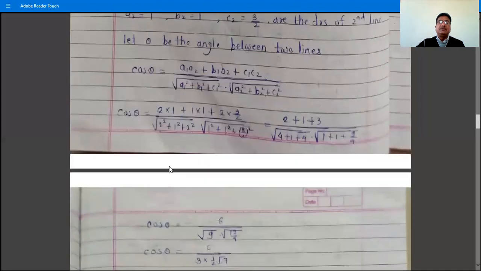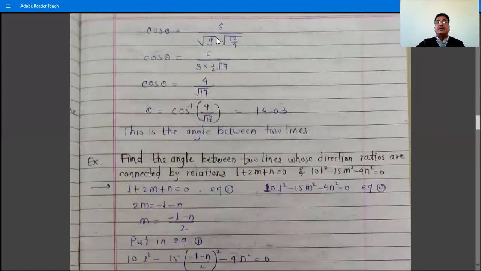Let theta be the angle between the two lines. Then write the formula: cos theta is equal to A1 A2 plus B1 B2 plus C1 C2 divided by root of A1 square plus B1 square plus C1 square, times root of A2 square plus B2 square plus C2 square, and substitute the values of A1, B1, C1 and A2, B2, C2. So we have the answer 6 divided by root 9, root 17 by 4. So the calculation gives 4 by root 17, and so theta is cos inverse 4 by root 17. The final answer is cos inverse 4 by root 17. This is the angle between the given two lines.